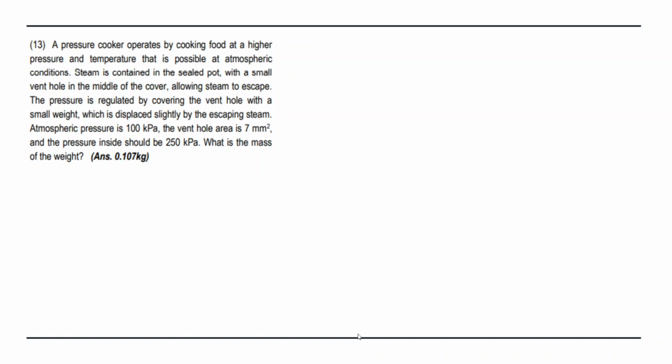Okay? Next problem. A pressure cooker operates by cooking food at a higher pressure and temperature than is possible at atmospheric conditions. Steam is contained in the sealed pot with a small vent hole in the middle of the cover, allowing steam to escape. The pressure is regulated by covering the vent hole with a small weight which is displaced slightly by the escaping steam. Atmospheric pressure is 100 kPa. The vent hole area is 7 mm squared. And the pressure inside should be 250 kPa. What is the mass of the weight?